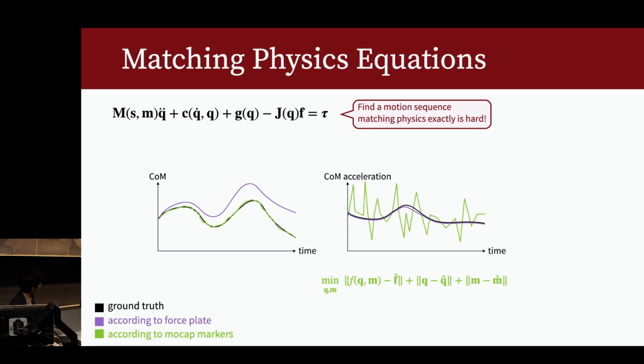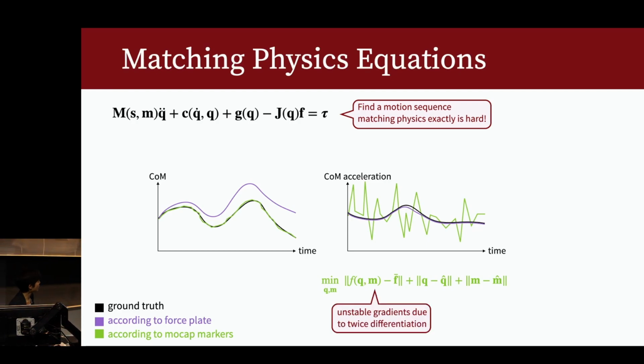But if we plot the center of mass trajectory in the acceleration domain, you can see that now the purple curve is a lot closer to the ground truth. And that's because any little error that you make in the position domain is going to generate these huge spikes in the acceleration domain. And that is actually a big problem when you try to solve an optimization based on the motion capture marker information, because the gradients that you're going to compute are going to be very unstable.